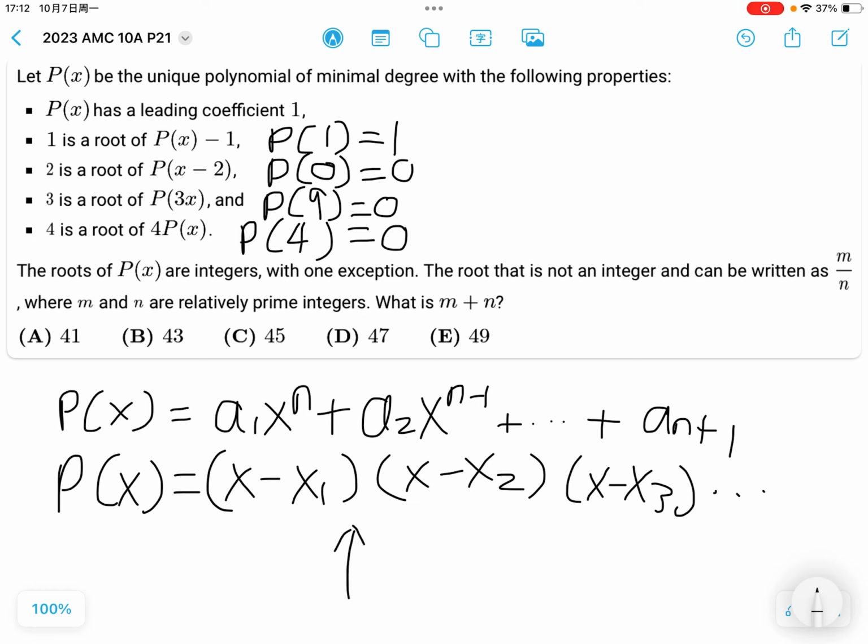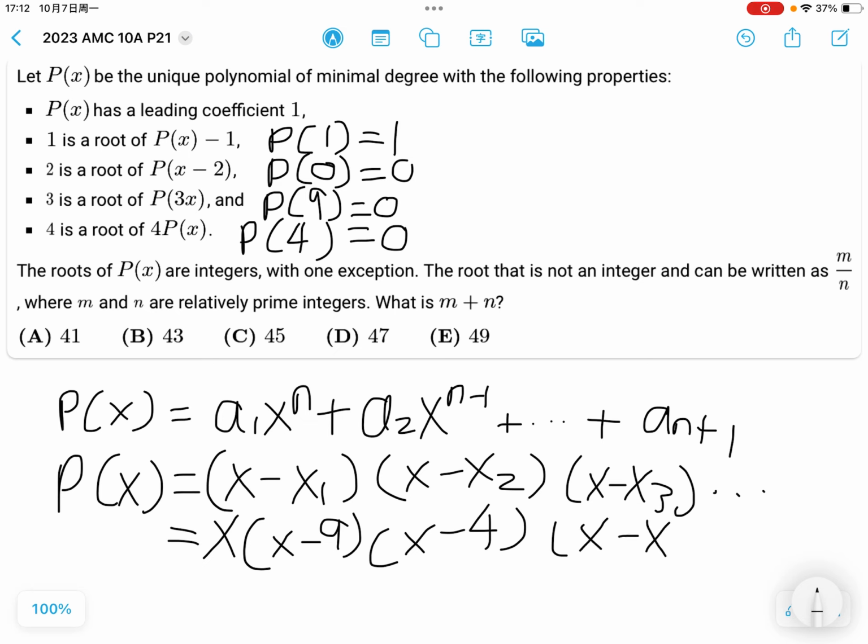So it looks better to write our polynomial this way. At least we know some variables. P of x equals, so the first root is 0. When x is 0, this is 0, so there's a root for x equals 0. So x minus 0 is just x. The second root is 9. When x equals 9, this thing equals 0, so x minus 9. And the third is 4, so this is x minus 4. And there's probably some other roots we don't know about.